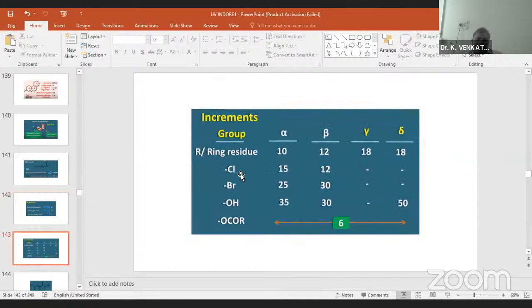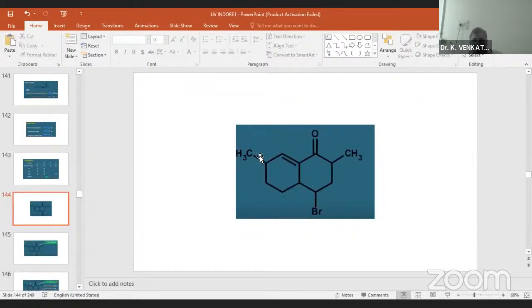Then in case of a ring residue, the same: 10, 12, 18, 18. In case of the presence of chlorine, 15 for alpha position and 12 for beta position. In case of presence at gamma position, that time we cannot consider it, and the delta position also cannot be considered. And bromine is also only considered for alpha and beta positions. And OH is considered for alpha, beta, and delta positions. And the ester is considered for all positions, the common value is 6. So now we calculate, ma'am, please.